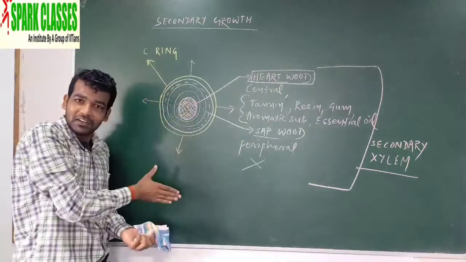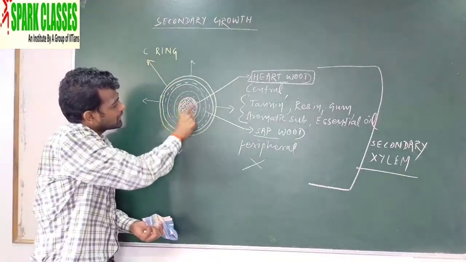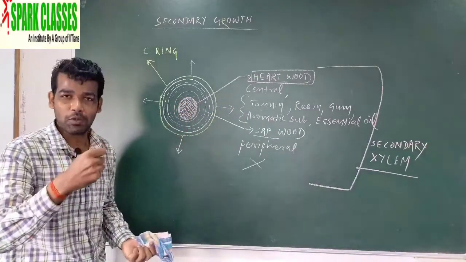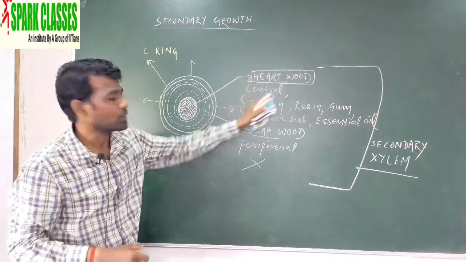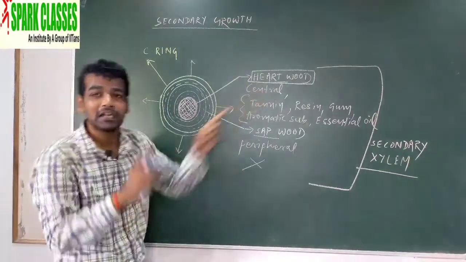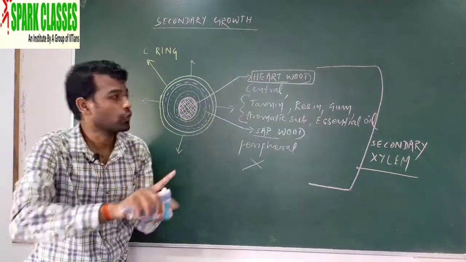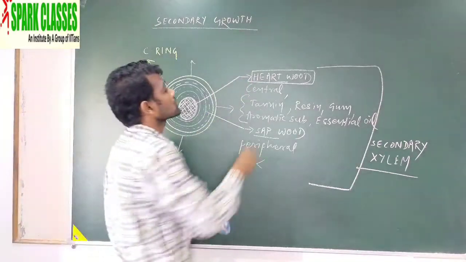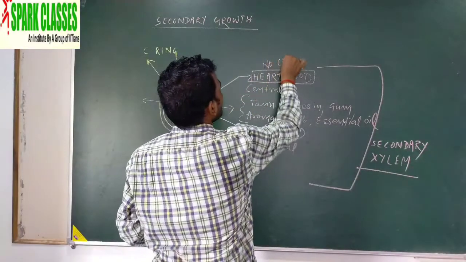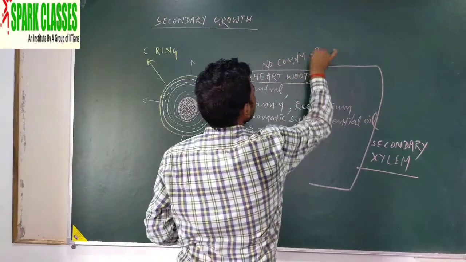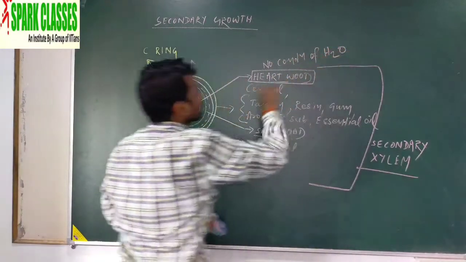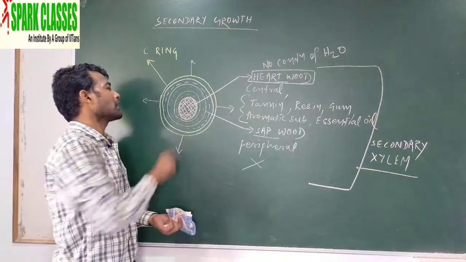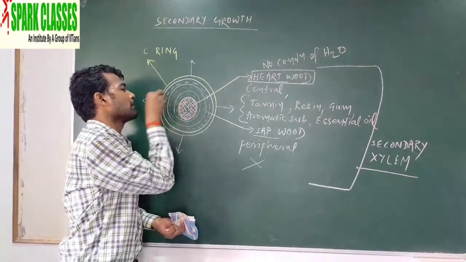We are taking the transverse section. As the center gets blocked with these chemicals, it makes this region very hard and durable. So heartwood is hard and durable, and that is why it does not help in conduction of water. There is no conduction of water by heartwood. So then what is the function? The heartwood does not help in conduction of water because it is blocked.